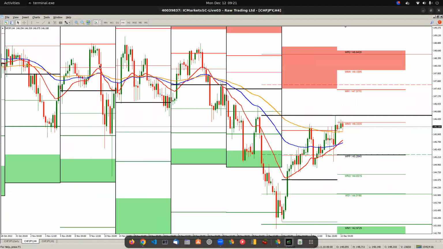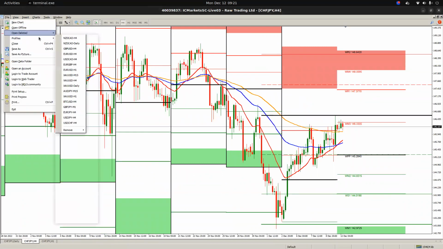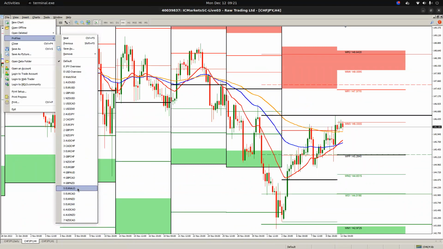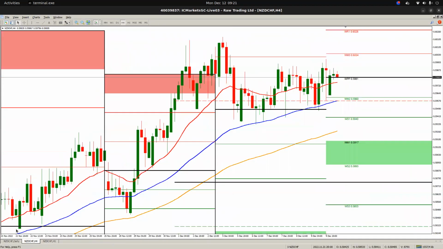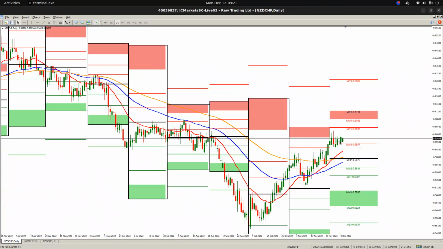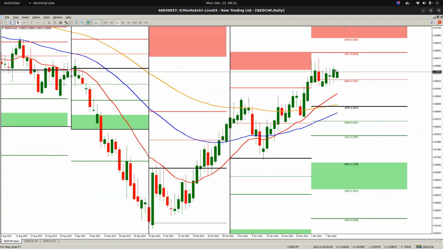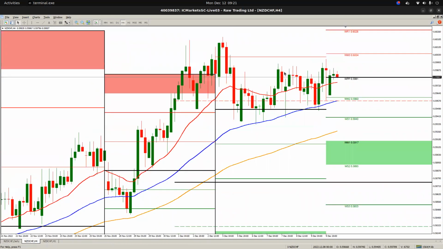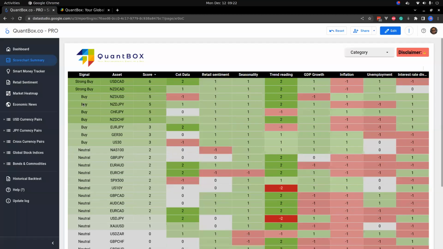Kiwi Swissy. Kiwi Swissy. Let's take a look and see. Kiwi Swissy over here. Right, daily. I'm also not sitting at support. H4. I'm not sitting at support, so I'm going to leave Kiwi Swissy alone as well. Okay.